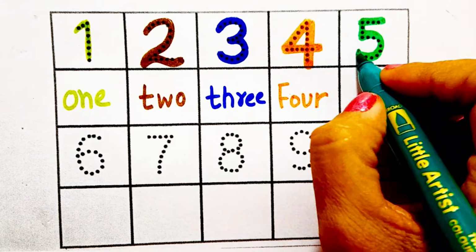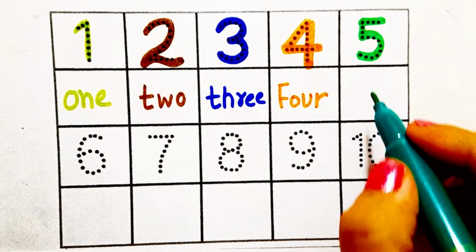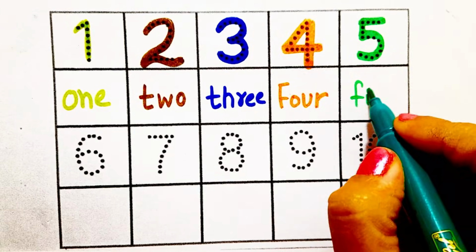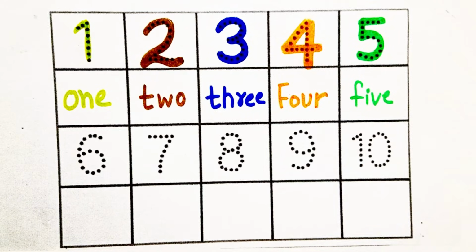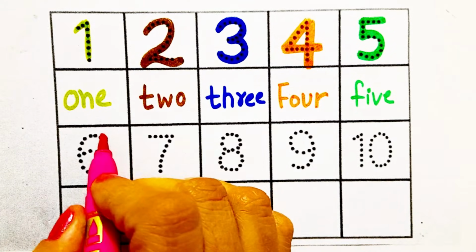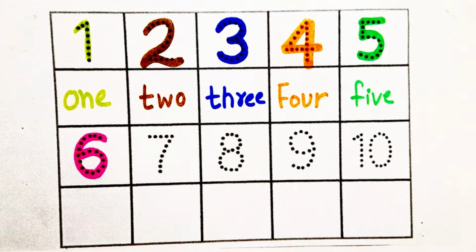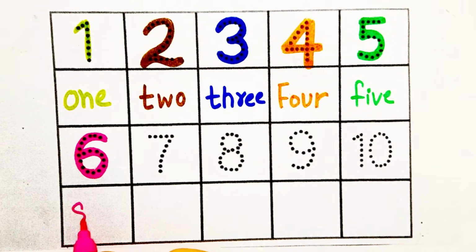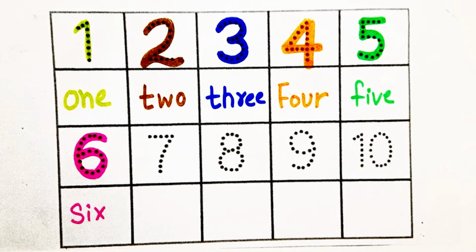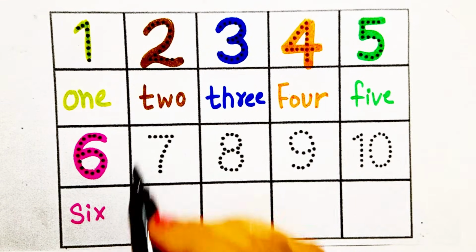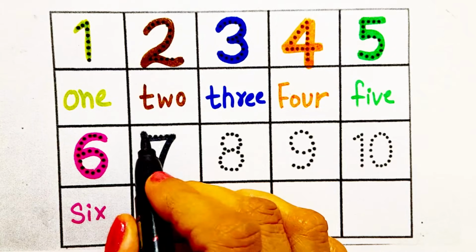5. Number 5, and what is the number name? Spelling: F-I-V-E, 5. F-I-V-E, 5. The next number is 6, and the number name is S-I-X, 6. Repeat, S-I-X, 6.